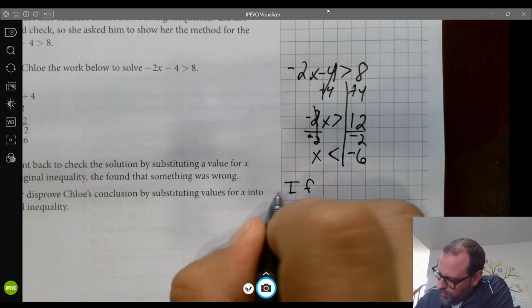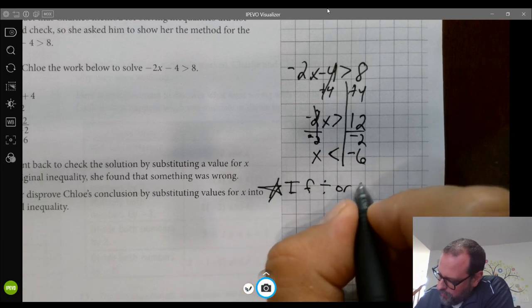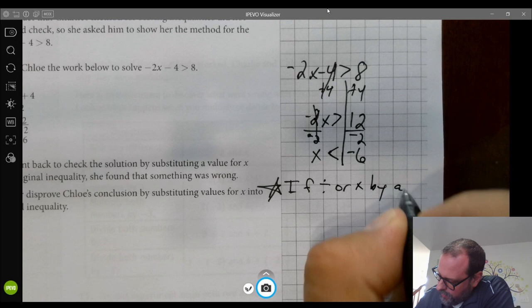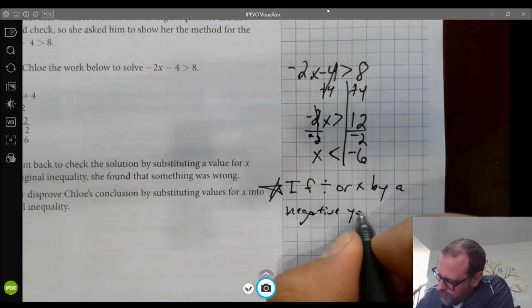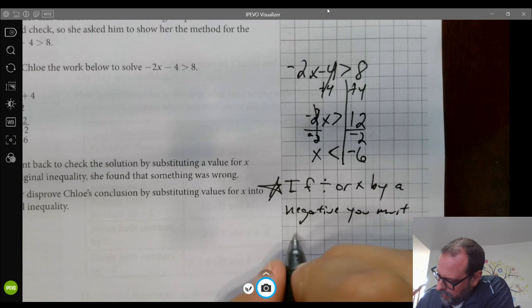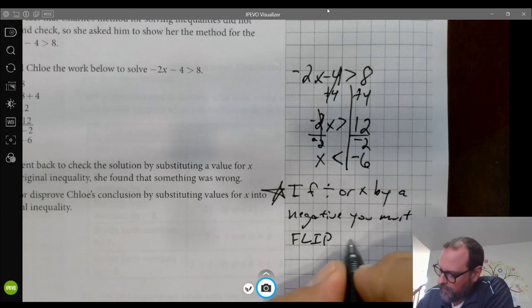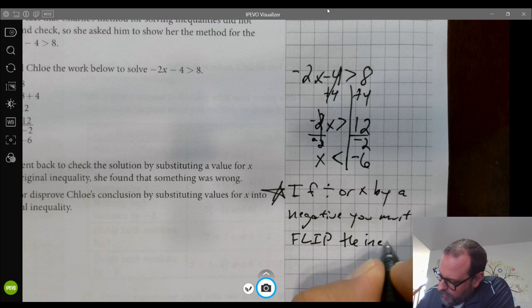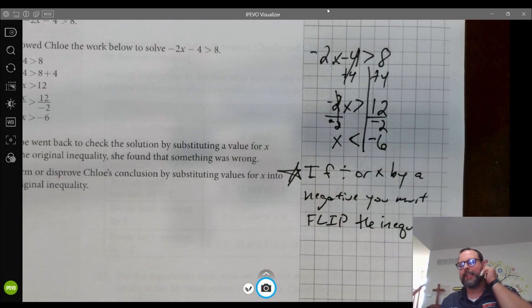Okay, so this is your only new rule. If you divide or multiply by a negative, you must flip the inequality. I yell it purposely so you remember it. That is the only thing that is different from solving inequalities compared to solving equalities.